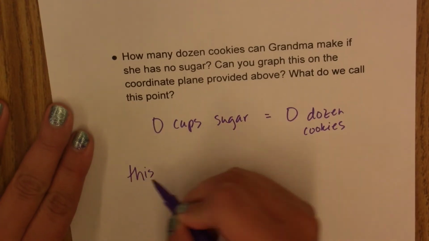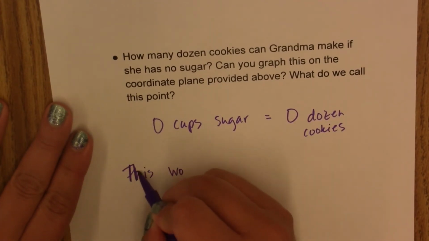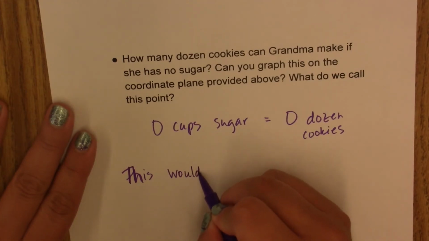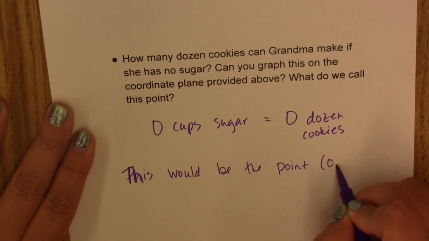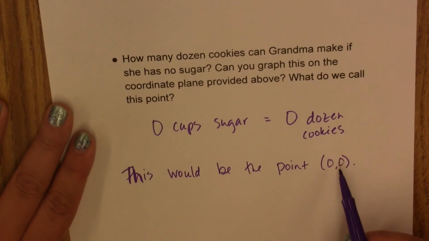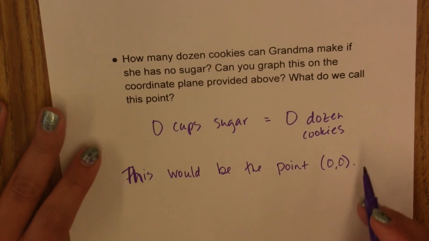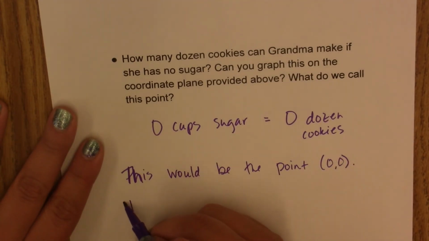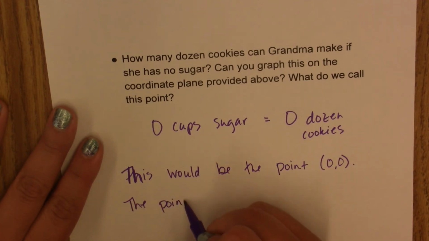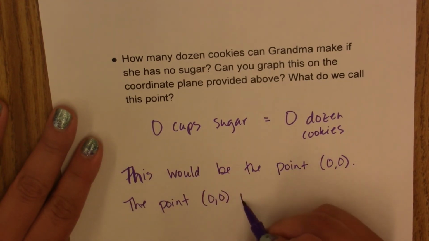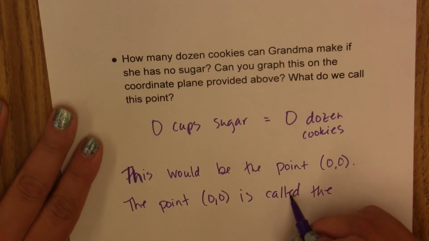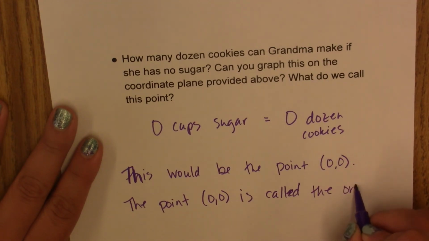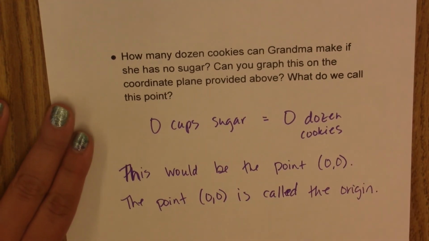I'm going to write this as a sentence. This would be the point 0, 0. This point has a special name, and this is called the origin. The point 0, 0 is called the origin, meaning that's where it starts at.